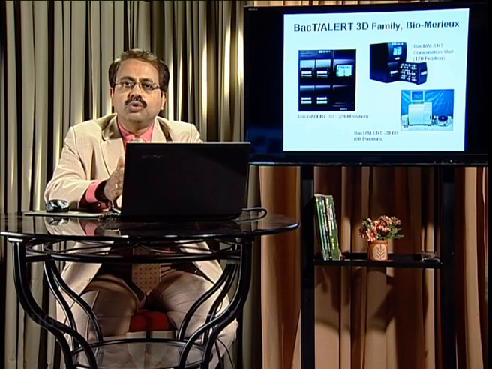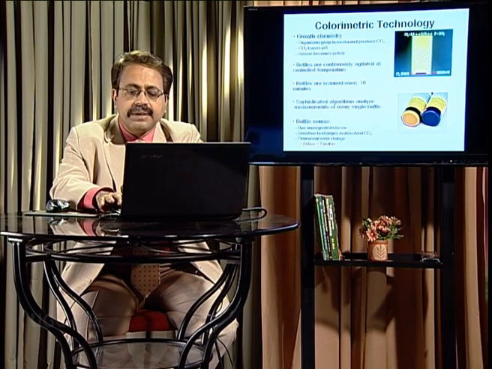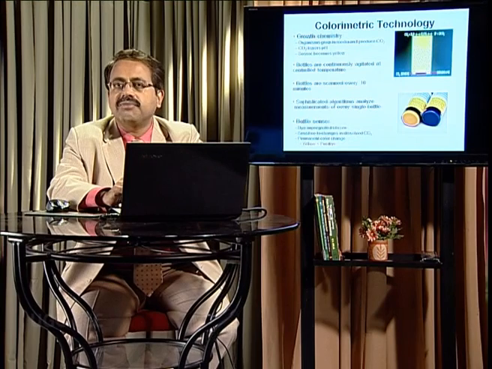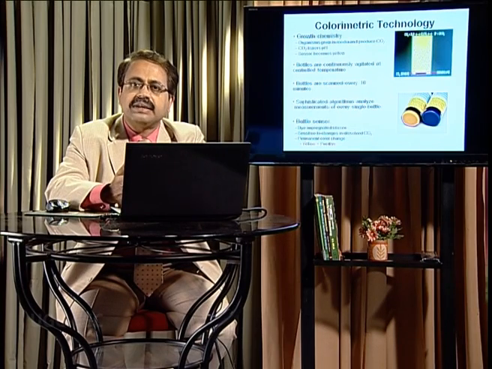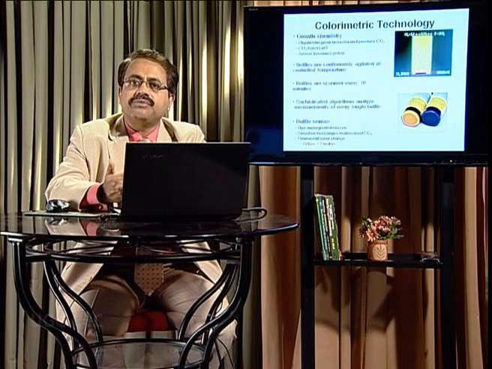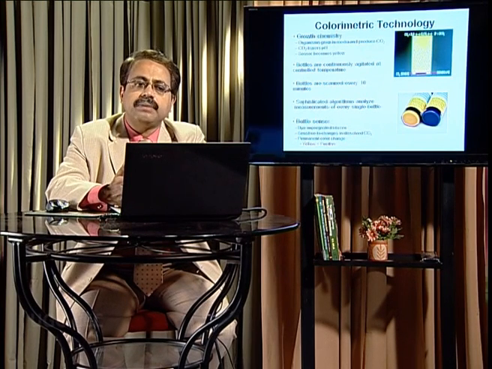So they allow dual systems like antimicrobial susceptibility testing of mycobacteria and rapid testing of blood and body fluid cultures. The technology followed in the BACTEC system is colorimetric technology. The organisms will grow in the media inside the system. It is a broth, and they will produce carbon dioxide. Carbon dioxide will react with water and form carbonic acid, which will reduce the pH of the media.